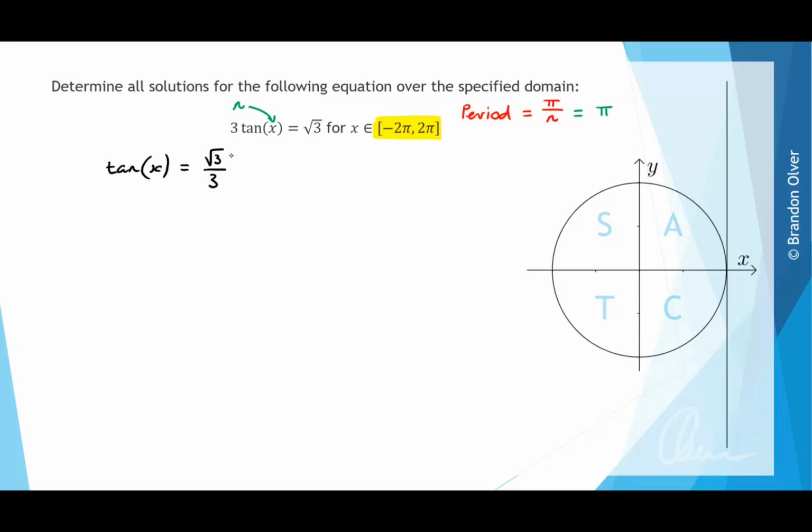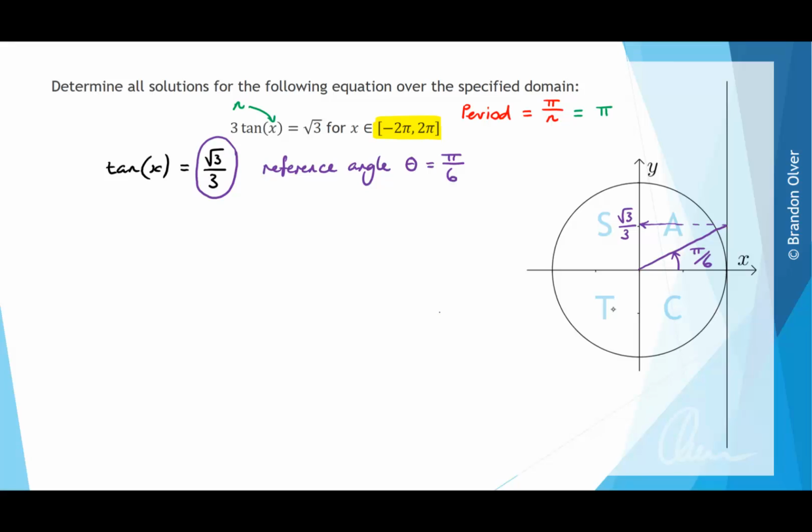3. And now root 3 over 3 is an exact value that you should know for tan, and the reference angle is theta is equal to pi on 6. And that's because if we have pi on 6 as our angle, that gives a y value of root 3 over 3. So this angle here is pi on 6.